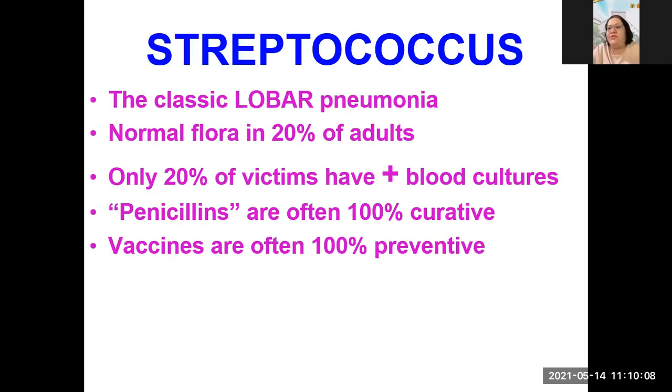So Streptococcus is the classic lobar pneumonia. Streptococcus is found in the normal flora of 20% of adults, and only 20% of victims will have positive blood cultures. Penicillin is often 100% curative, and vaccines are often 100% preventive. Although I do have to point out, because of problems with the bacteria, they become more resistant to the antibiotics. Microbial resistance has been growing in the past years.